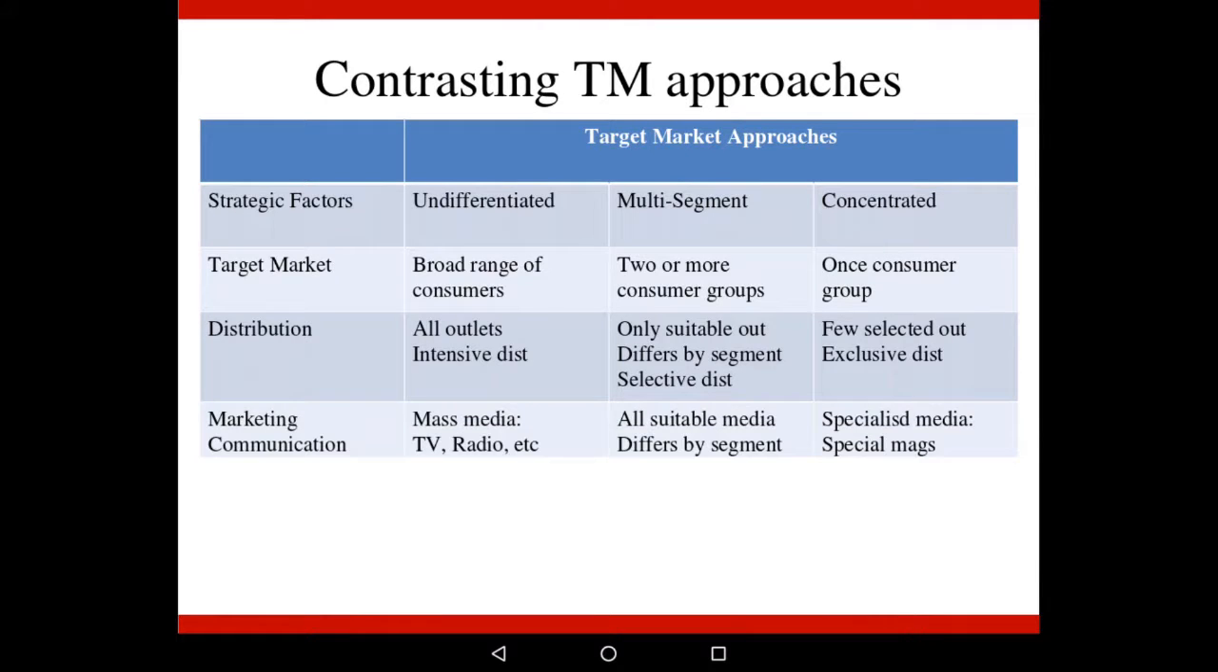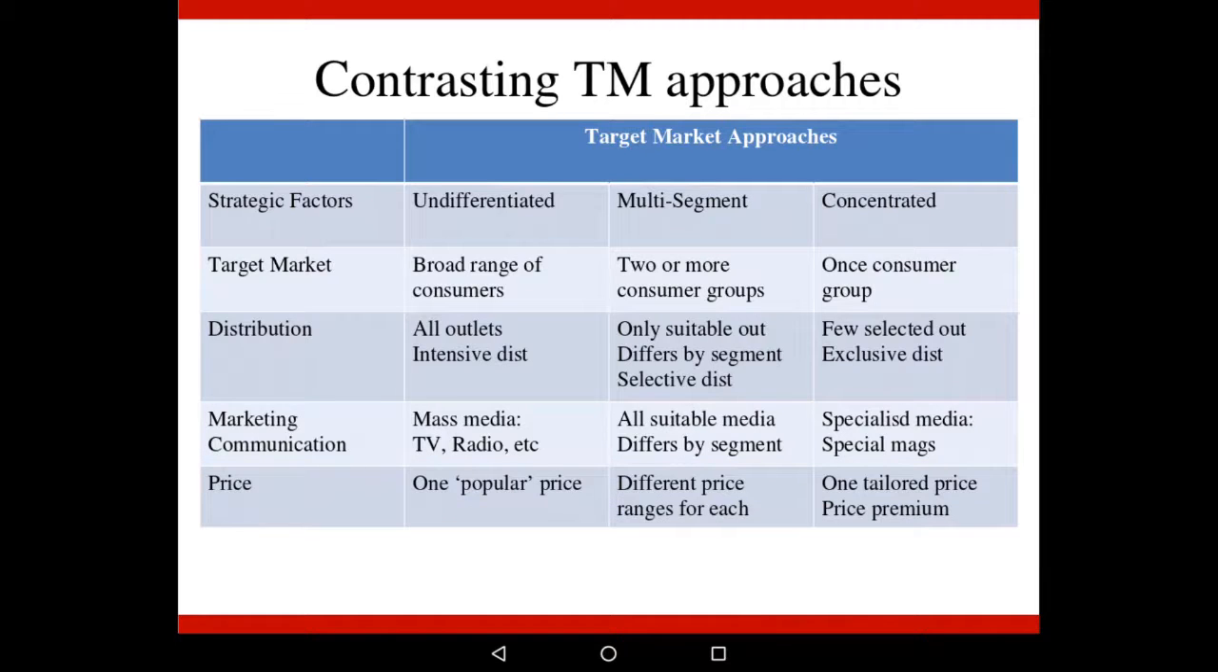Then we have marketing communication. With an undifferentiated strategy, you'll use mass media like TV and radio, and you'll just have one ad all the time. In multi-segment marketing, you will use all suitable types of media depending on the segment. So if it's a segment that likes to be online, you'll use Facebook advertising. If it's a segment that sits at home and watches TV, you'll use TV advertising. If it's a segment that reads the newspaper, you'll do newspaper advertising. So you'll define what kind of communication that segment likes and uses, and then you will communicate with them that way. And with concentrated, you use specialized media like special mags that are specifically designed for high-end customers that like high-end cars, for Porsche, for example.